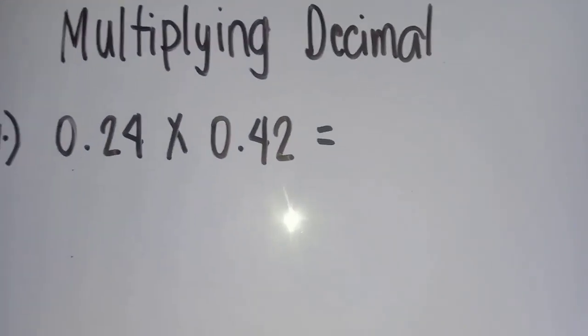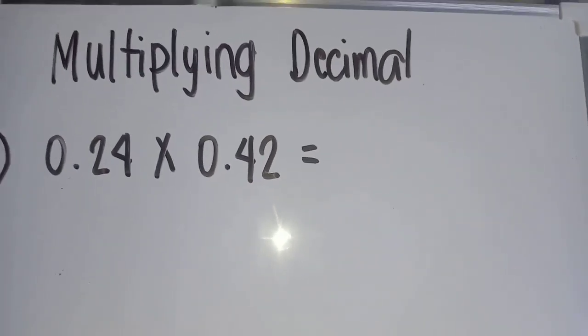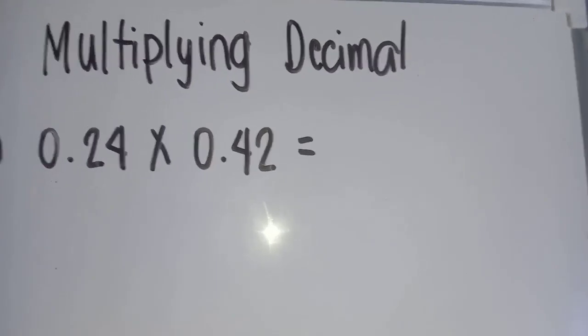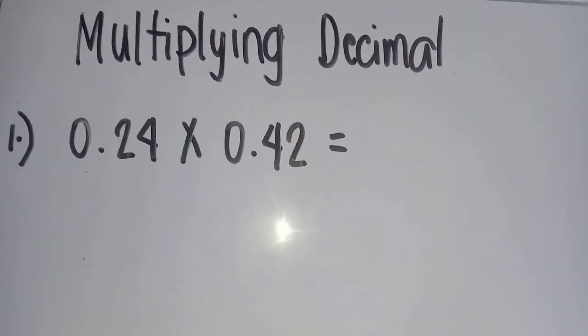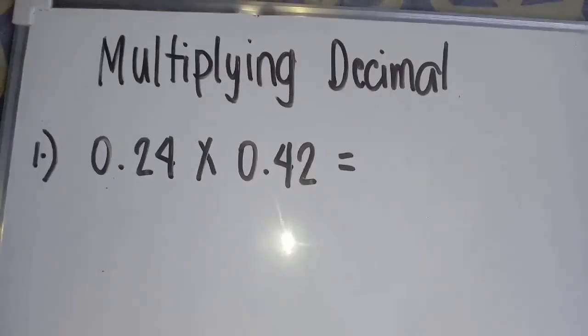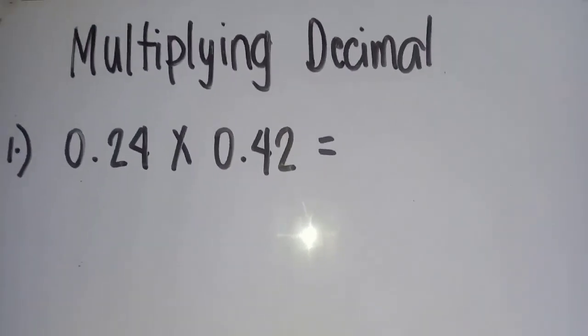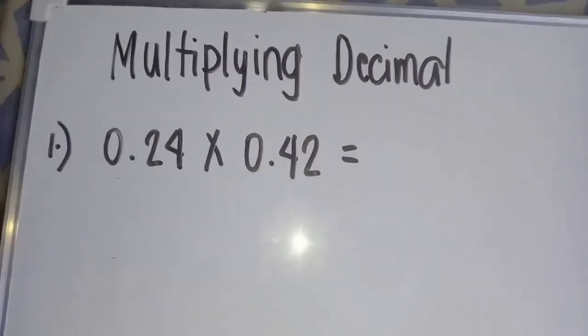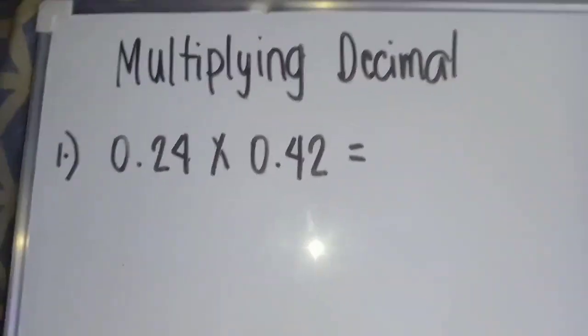Welcome to our topic number 9. The title is Multiplying Decimal Numbers. Okay, so we are now done in adding and subtracting decimal numbers. So ngayon, pag-aaralan natin kung paano tayo mag-multiply ng 2 or more decimal numbers. So in this case, we have only 2 decimal numbers.